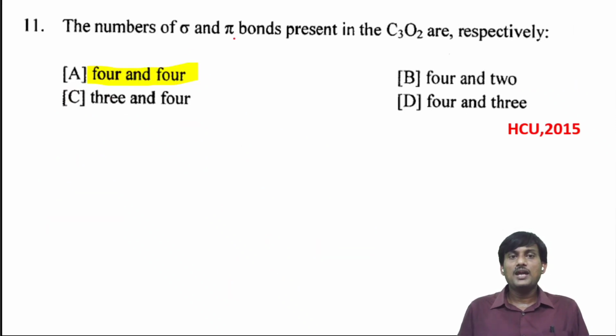The number of sigma and pi bonds present in C3O2 are respectively. This is the structure: O double bond C, double bond C, double bond C, double bond O. We have 1, 2, 3, 4 pi bonds and also 4 sigma bonds.